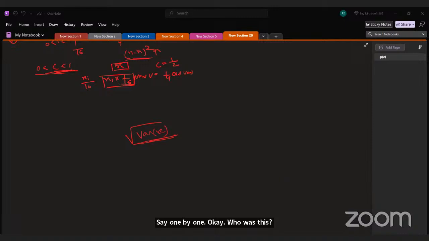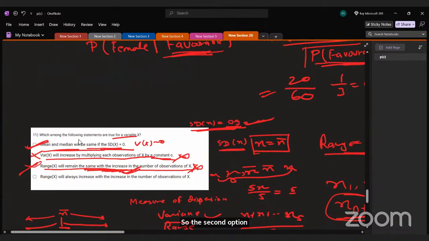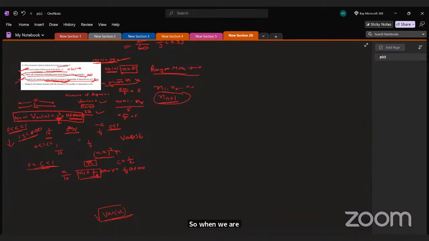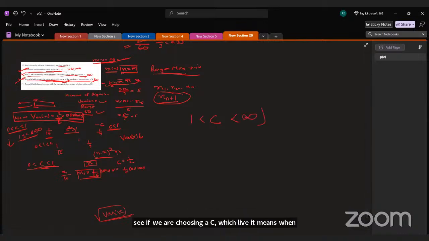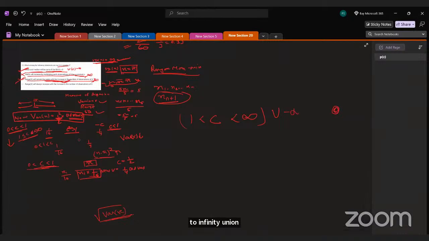Go ahead. The second option, variance will increase by multiplying each observation, no, sir? When we are adding, the variance will not be affected. But if we are multiplying, it will be affected, no, sir? See, if we are choosing a C which lies between 1 to infinity union minus infinity to -1. Sir, but the syllabus is from week 5 to 8 only, na sir? Yes, sir. I'm also thinking that it is from 1 to 4 week, and the syllabus is from 5 to 8 week.